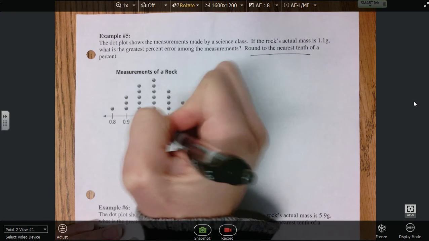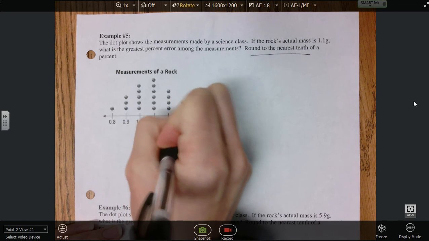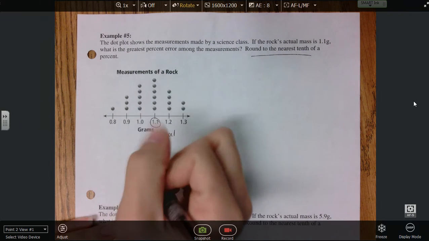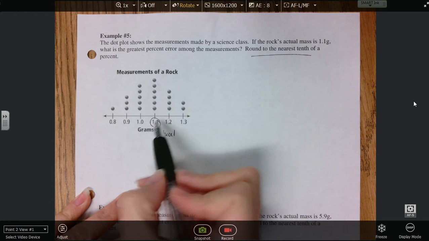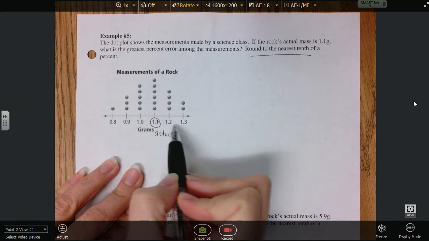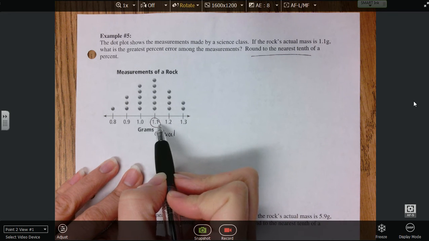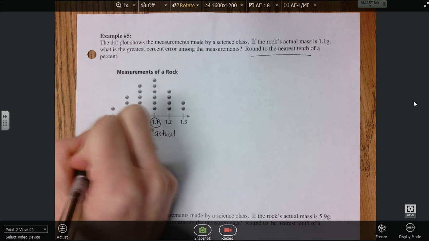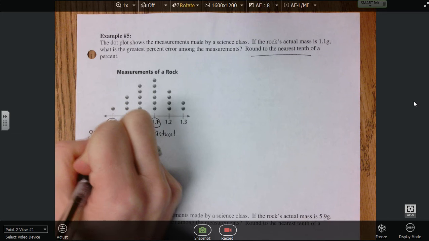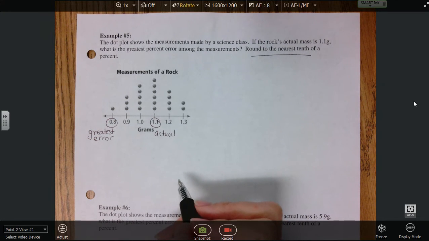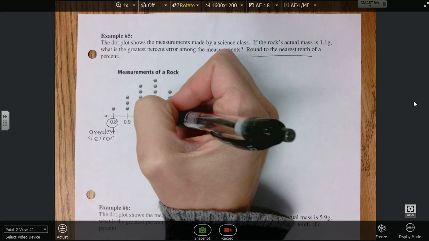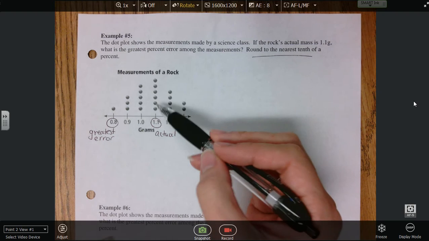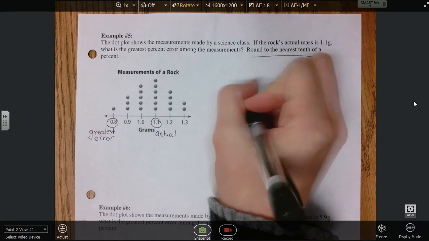So they're telling us that the 1 1/10 is the actual amount. And they want to know what is the greatest percent error. So they want to know who had the greatest error. Well, if you try to think about evenly distributed here, 1 3/10 is 2/10 away from 1 1/10. 8/10 is 3/10 away from 1 1/10. So this one has the greatest error. Who had the least error? All the people that had the actual amount. They had 0% error because they were 100% accurate. So they had 0% error. They were the least amount. So that's how we're going to set up our proportion.